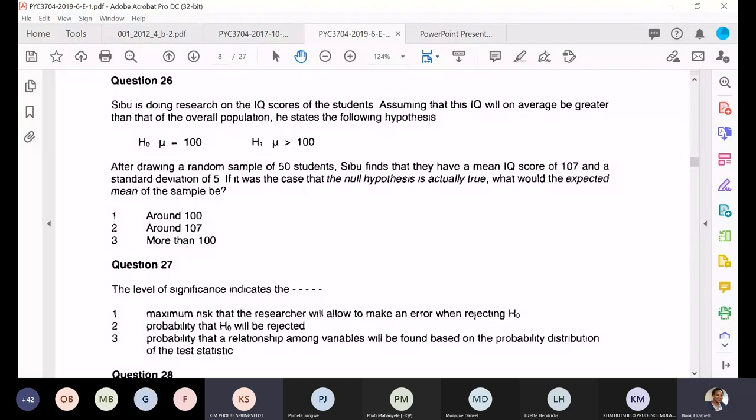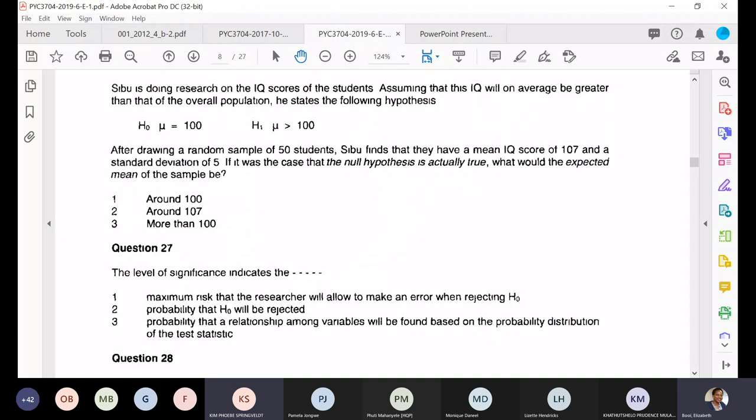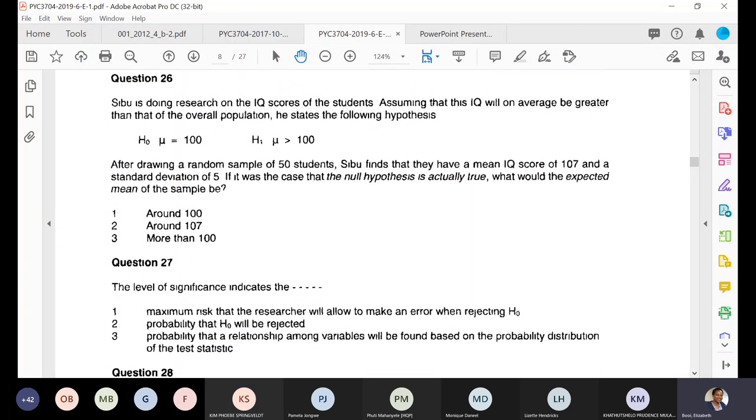Oh my goodness. Okay, so question 26. Oh, we didn't even take a break. Let's do question 26 and 27, and then we will take a 5-minute break.